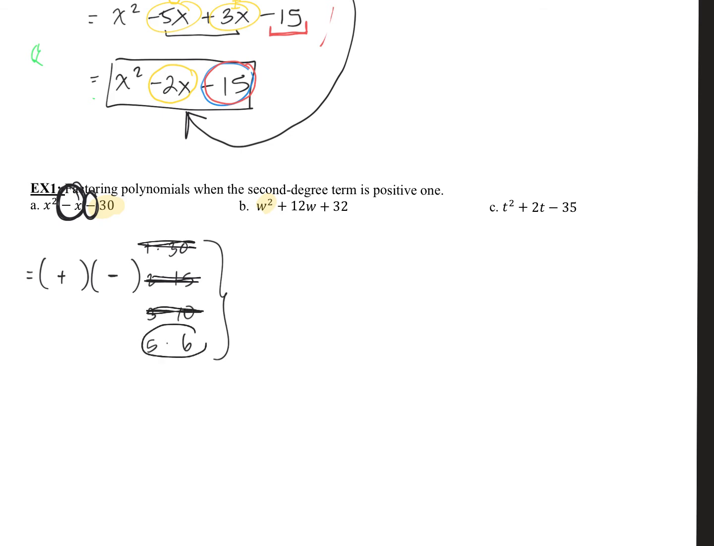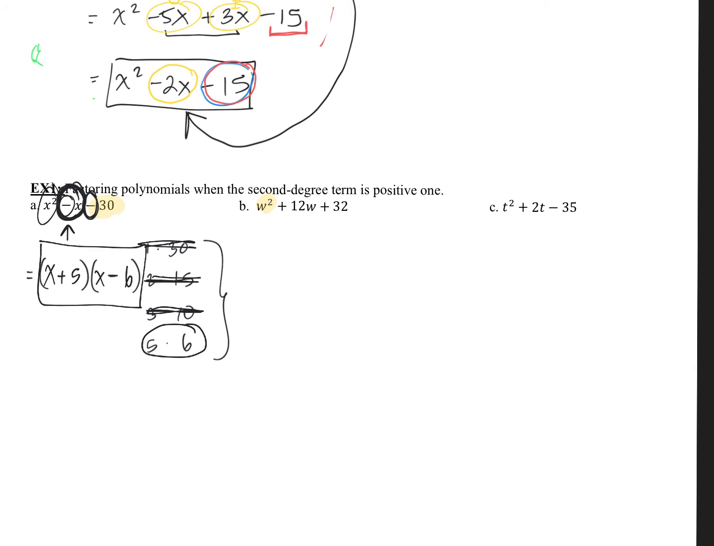Ooh, but 5 and 6. If I subtract them, I'll get a 1. Remember, I'm trying to get that 1 there with that 1x. But then the question is, which one should be the negative, the 5 or the 6? Well, since I want a negative 1, I'm going to go ahead and give the 6 the negative and the 5 the positive. And since we only have the x squared term with a positive 1, we'll just go ahead and put x. And we're done.